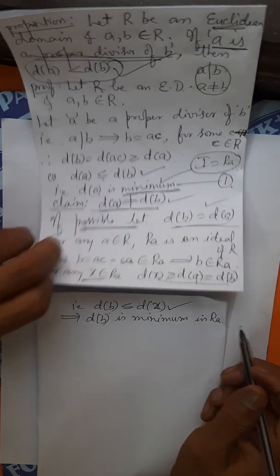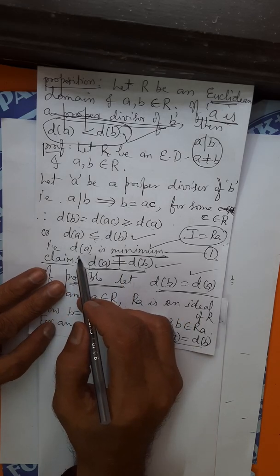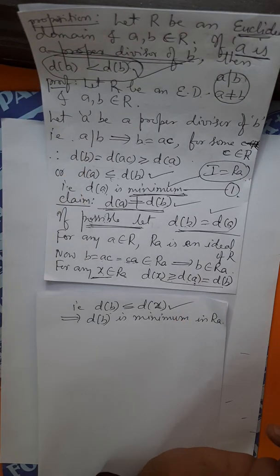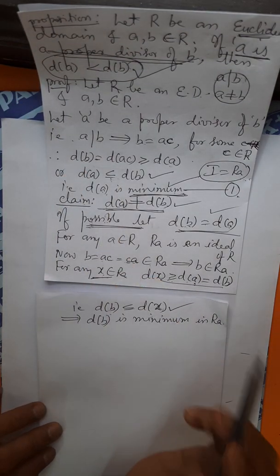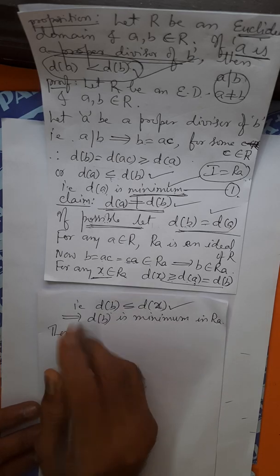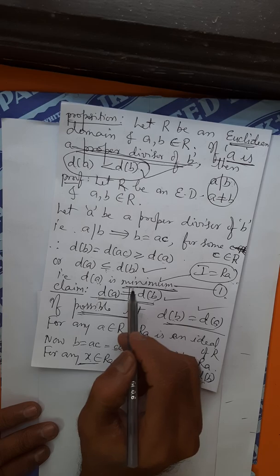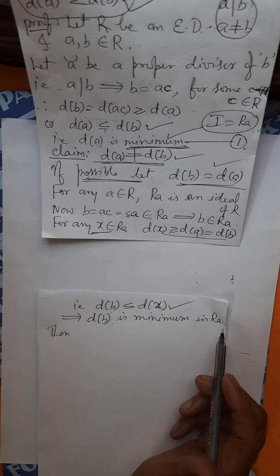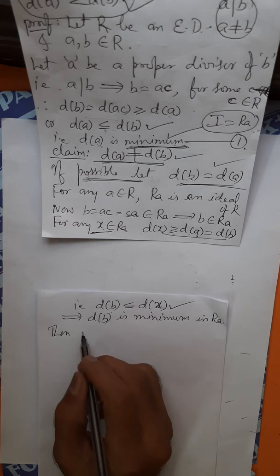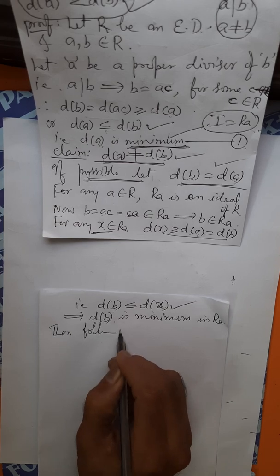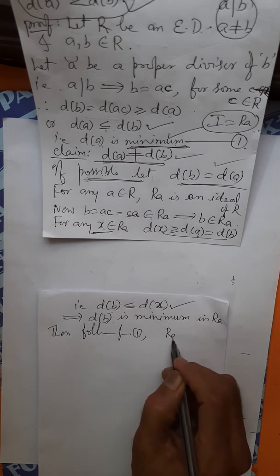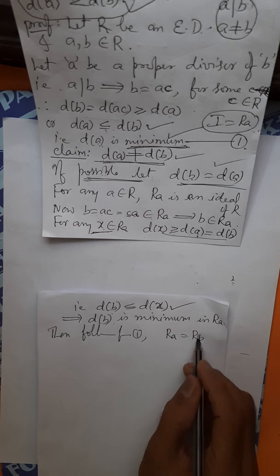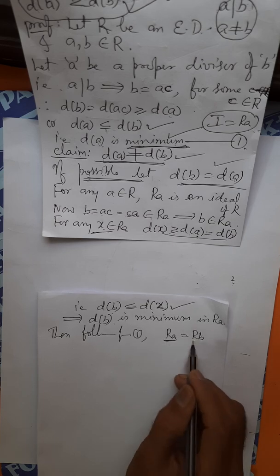Okay. Here there is a tug of war. You have already said that the d value of A is minimum, and now the d value of B is minimum. Both are coming. If both are minimum, then by 1, there is no chance of both being minimum. Earlier you said the d value of A is minimum, and now we say the d value of B is minimum in RB. Therefore, it follows from 1 that RA should be equal to RB.